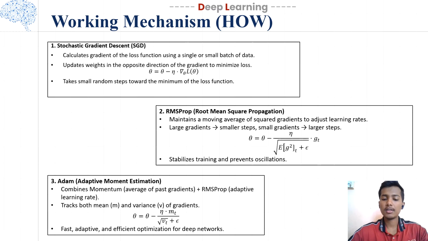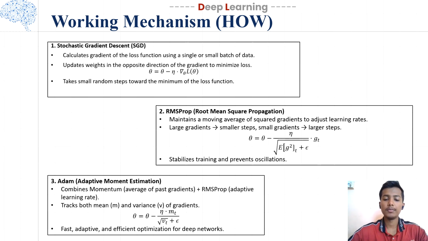The second one is RMSprop. RMSprop is more adaptive. It keeps a moving average of the squared gradient to figure out how much the gradient is changing. The key idea is if the gradient is large, it takes a smaller step. If the gradient is small, it takes a larger step. This auto-tuning helps stabilize the training process.